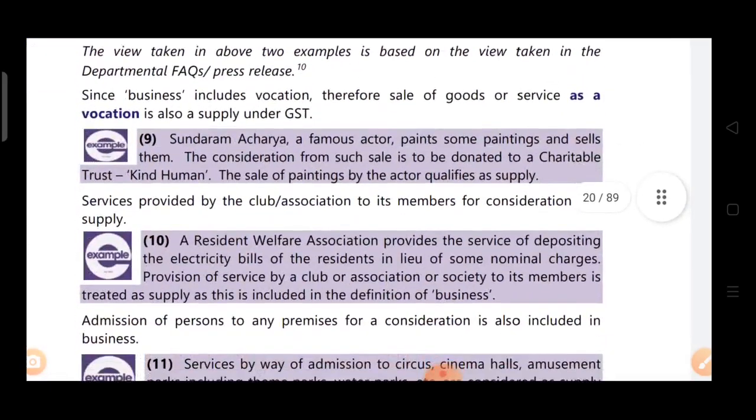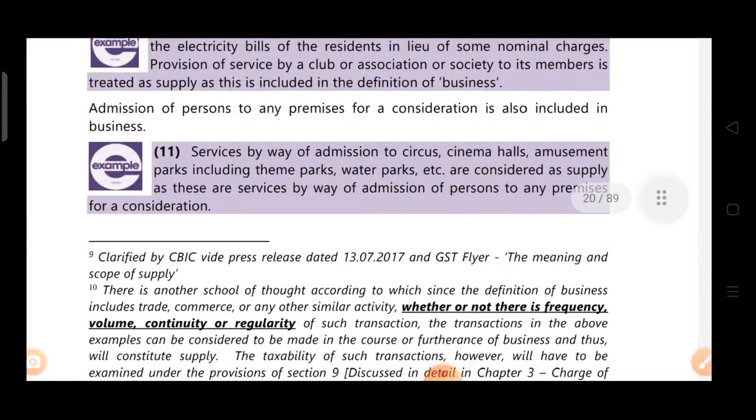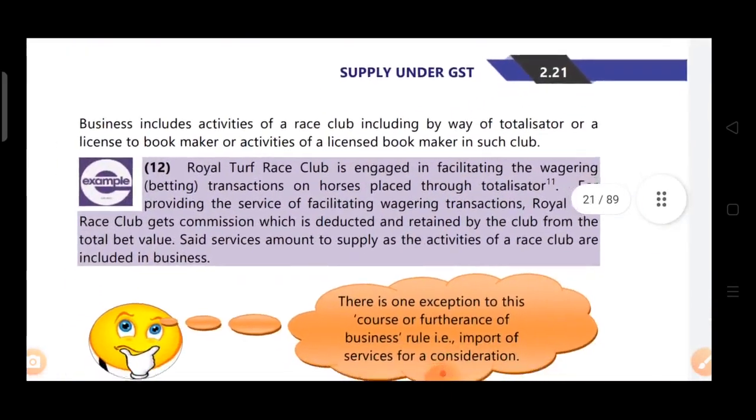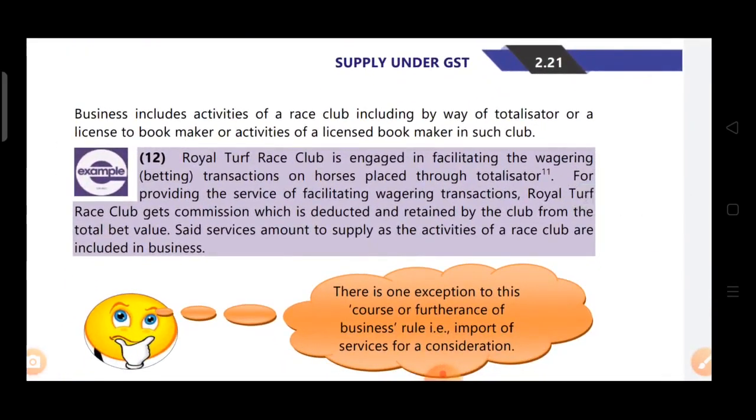You just have to remember, if the three conditions of supply are satisfied, then that is supply. Even if the conditions are not satisfied, but it is covered in the definition of business, then that is supply. Simple. Now business includes activities of a race club, including by way of totalizator or a license to bookmaker, or activities of a licensed bookmaker in such club. This example is based on this line.